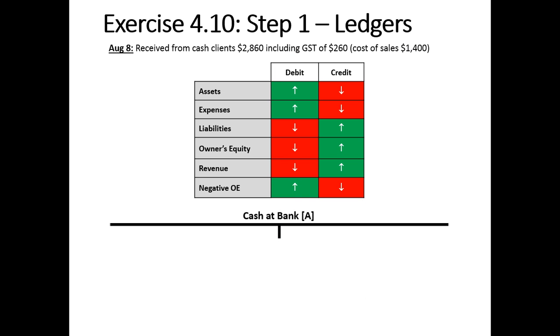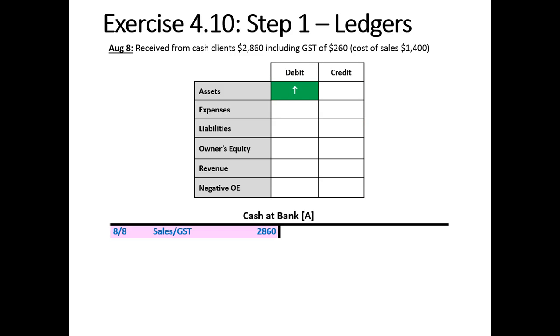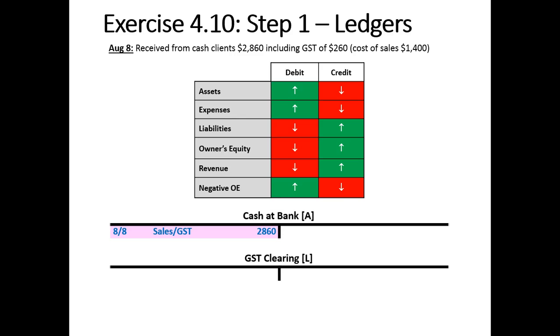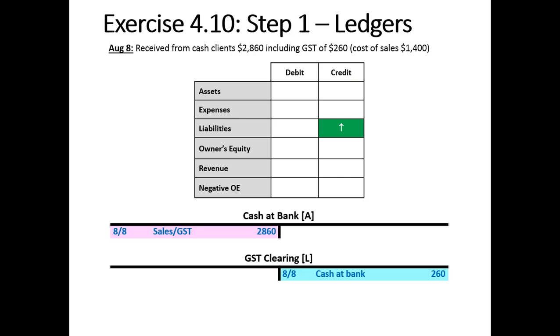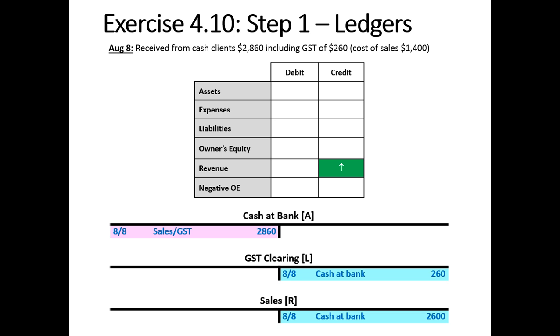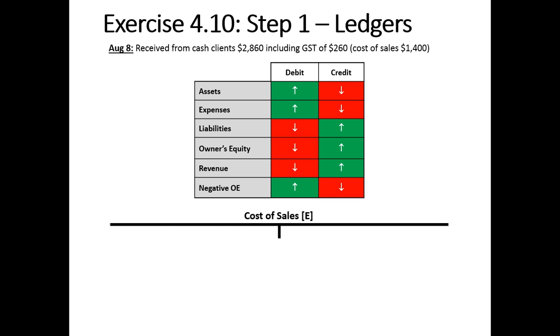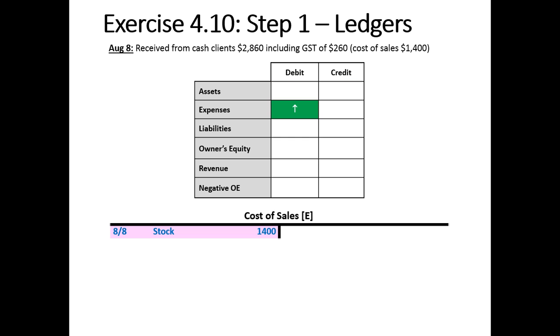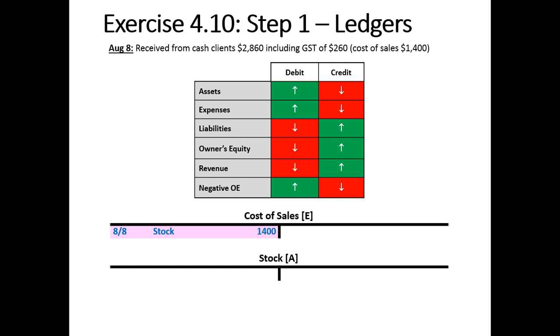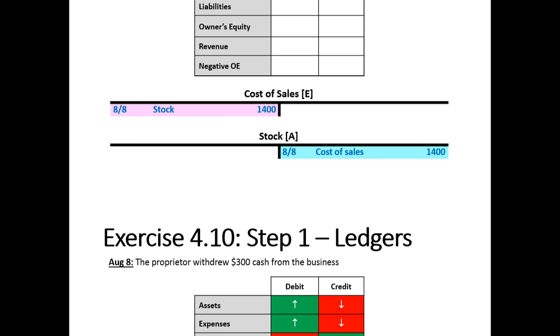Received cash from clients, so another cash sale, $2,860 including GST of $260. Cost of sales $1,400. So cash has gone up $2,860, that's a debit. We've received GST, that's not our money, so that increases our obligation to give it to the government, so that's a liability going up, which is a credit. And our sales revenue has gone up on the credit side for $2,600. Take care of the cost of sale, debit the expense, and credit the stock asset.